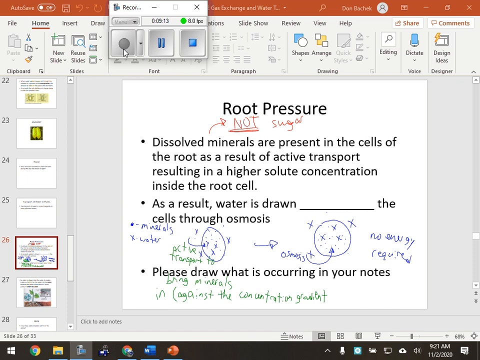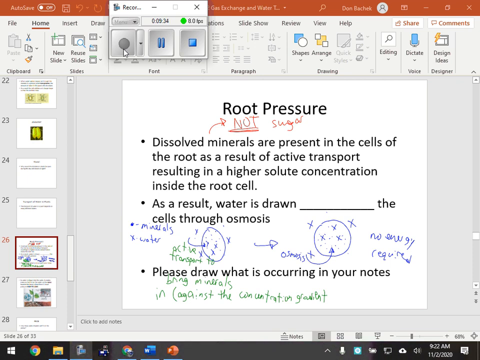The water goes through osmosis. So it goes from a high to a low. It is passive transport, there's no energy for that. So the water is going to go into the cell through passive transport, no energy required. And it's osmosis. Water passes freely.